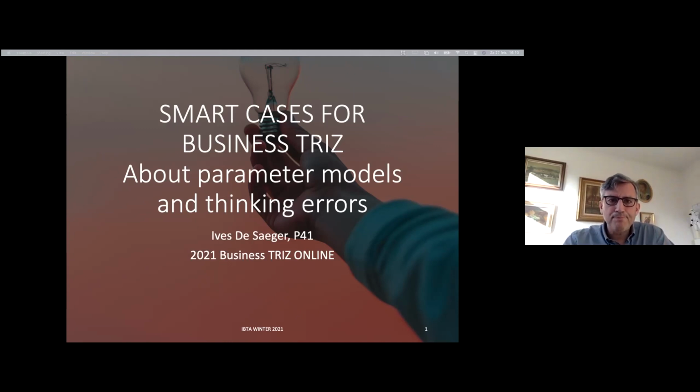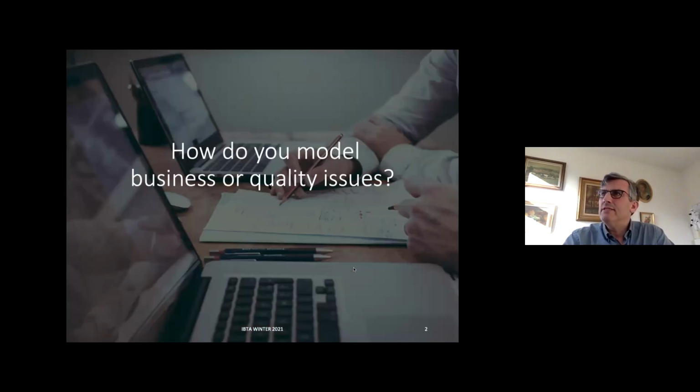So how do you model business or quality issues? Quality issues are a bit difficult in a function analysis model because it's the attributes that are conflicting in some way. It will not be the functions. So it's more difficult to do that. So we started to think, okay, how can we handle this? And during the years, we got a couple more projects in the service organization or business-wise exercises. And then we encountered that function modeling is very difficult to do in business.